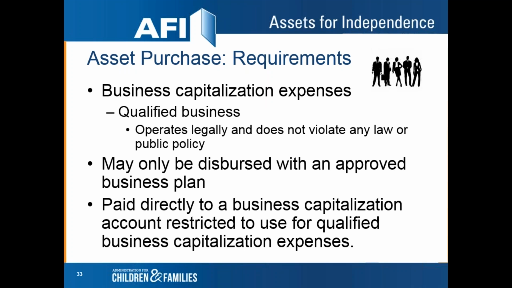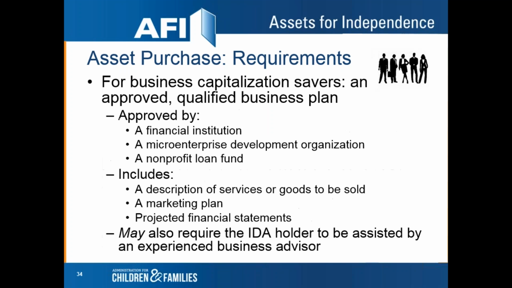Business IDA savings and match may only be dispersed with an approved business plan, which we'll talk about more on the next slide. The expenditures of the IDA become qualified expenses when they are included in the business plan. Expenses may include capital, plant, equipment, working capital, and inventory, but are not limited to these. These funds should be paid directly to a business capitalization account established in a federally insured or state insured if federally insured is not available, financial institution, and restricted to use for qualified business capitalization expenses.